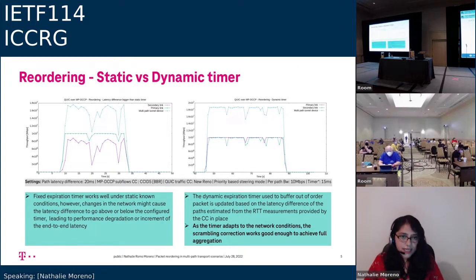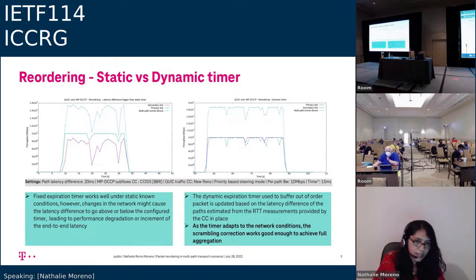So this reordering with the static timer works well as long as we know what the path latency difference is and if this latency difference doesn't change. But there might be the case where this latency difference goes either above or below the timer that we configure. This is what we try to test here. We have the same setup as before, but we have a path latency difference of 20 milliseconds and a timer of only 15 milliseconds. The results are in the graph on the left side.